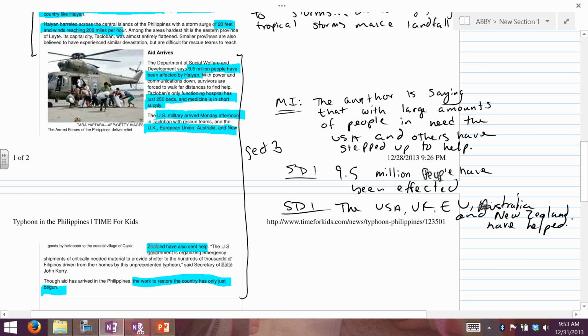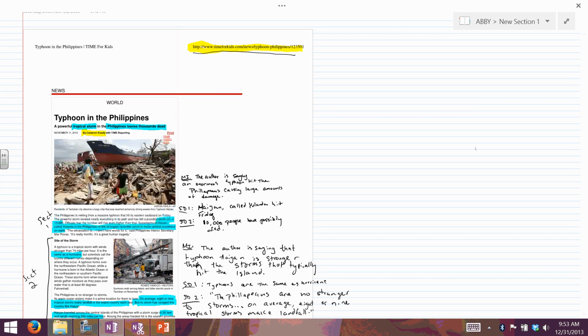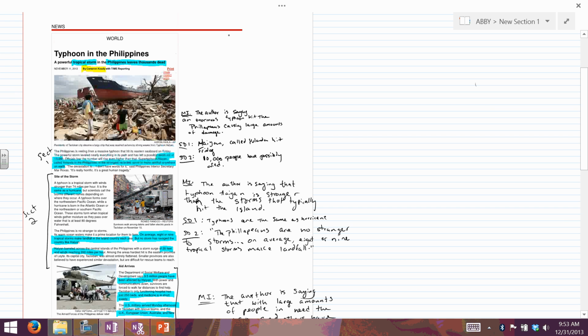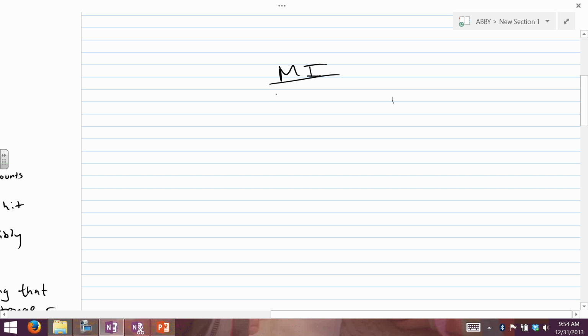Alright, so those should support that main idea that the author is saying that with large amounts of people in need, the USA and others have stepped up to help. 9.5 million people have been affected. The USA, UK, EU, Australia, and New Zealand have helped. I would say that's pretty consistent. So now we got to talk about the main idea and supporting details of the whole. Okay? So now when we look at it, we got to think about our chart that we talked about before, where we have our main idea of the whole section supported by the main idea of each smaller section, supported by the supporting details of each smaller section.